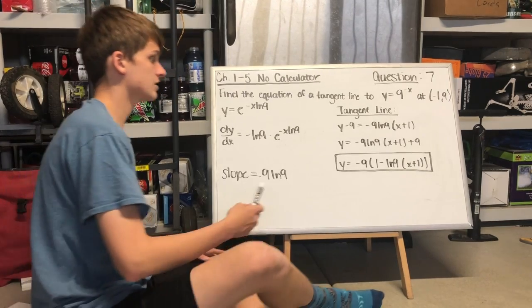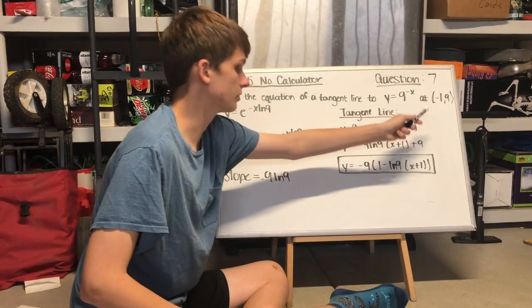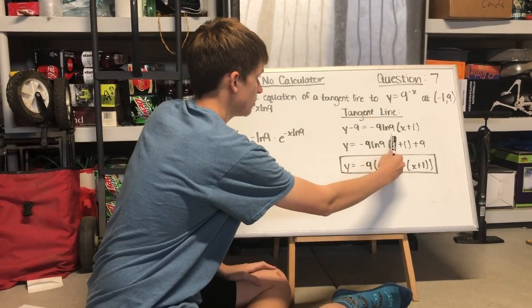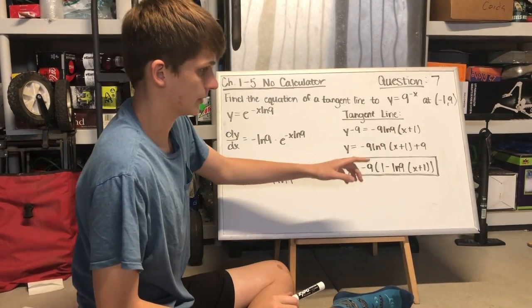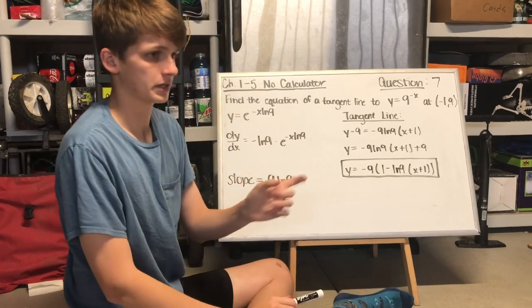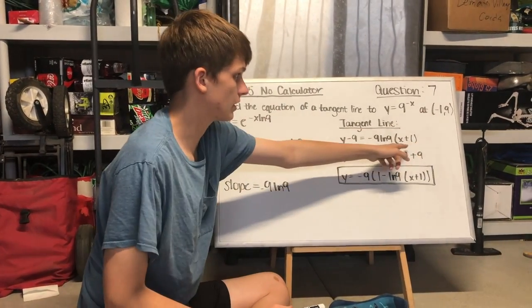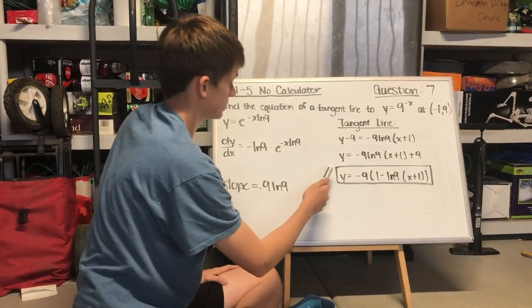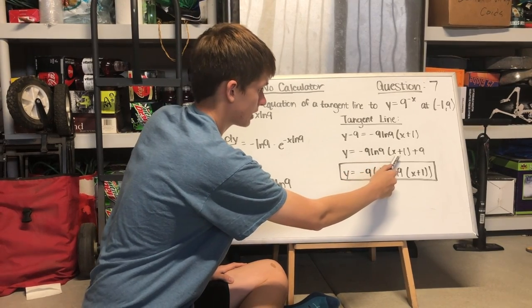So to find the tangent line, we have y minus 9, which is the y value of the point, equals the slope, and then in parentheses x plus 1, since in point slope form it's x minus the x value of the point, but since we have two negatives it becomes a positive. Then we add over the 9, so we get y equals negative 9 natural log of 9, times x plus 1, plus 9.